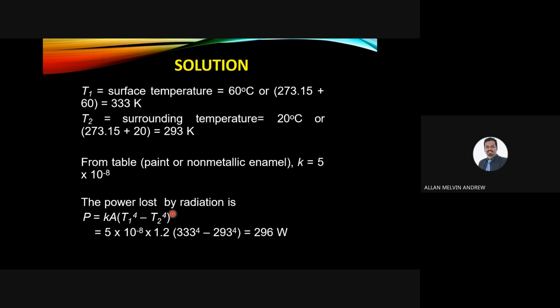The power loss by radiation is P equals Ka times T1 to the power of 4 minus T2 to the power of 4. So K is 5 times 10 to the power of negative 8, A is 1.2, and T1 to the power of 4 is 333 to the power of 4 minus T2, which is 293 Kelvin, 293 to the power of 4. So once you solve it, P equals 296 watt.